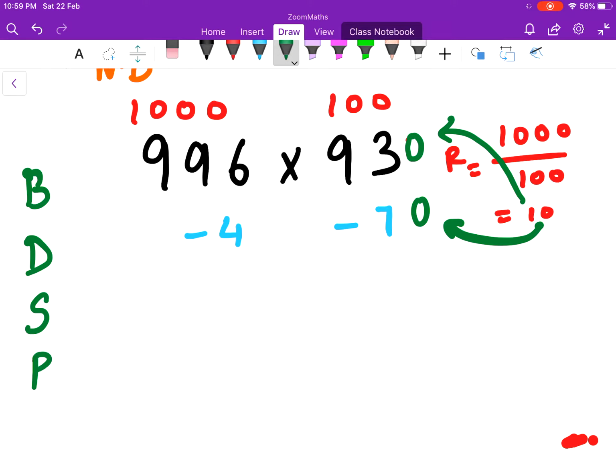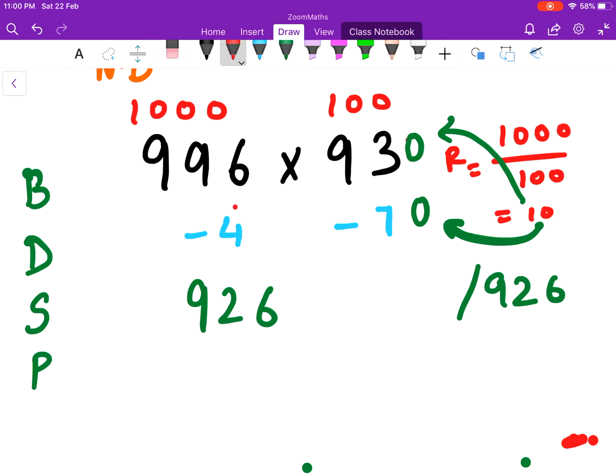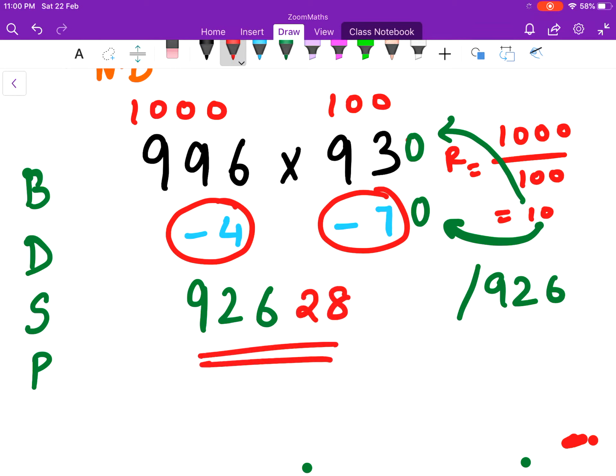Now I want to find the sum of this. So it is 930 minus 4. 930 minus 4 is 926. What is 996 minus 70? It is the same again, 926 only. So either way we're getting the same answer, 926. Now you take the product of these two numbers, minus 4 into minus 7, that is plus 28. That is your answer, 92628. See, so simple it is.